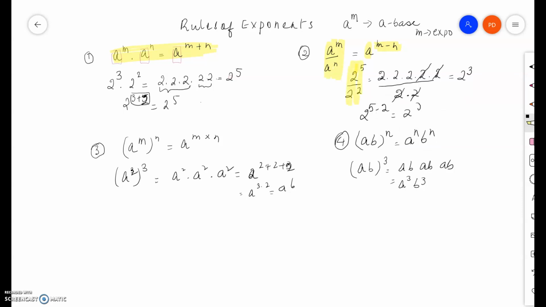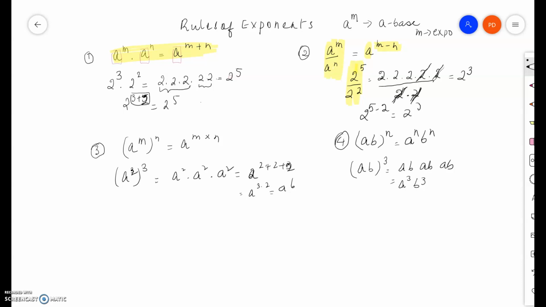So if we have 2 to the 5th over 2 squared, 2 to the 5th is 2 multiplied by 2 multiplied by 2, so on, 5 times 2 is multiplied to itself, divided by 2 squared, which is 2 times 2. Now remember the rule of cancellation. A factor in the numerator can be cancelled with a factor in the denominator. And we are left with 2 cubed.